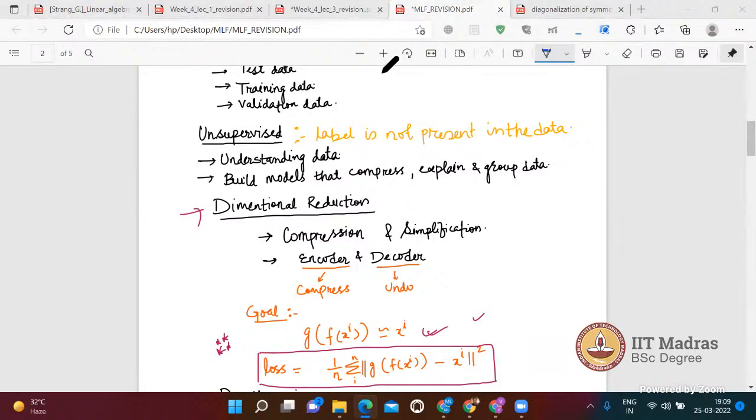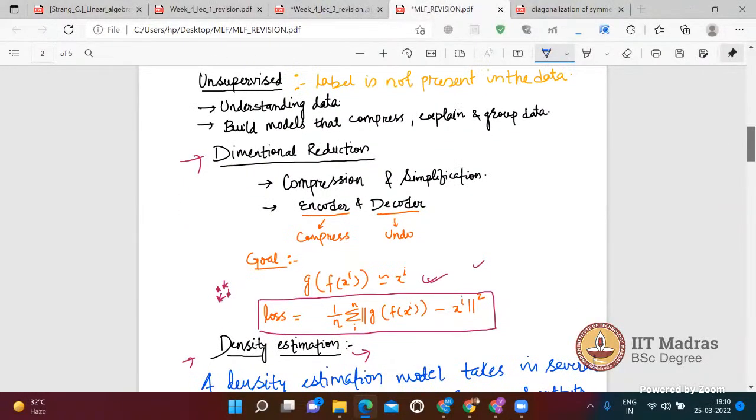Okay, so in unsupervised learning, you don't generally have the label. Here we just have to understand the data, and on the basis of understanding the data, we can cluster it into one group or another group. In unsupervised learning, we are generally compressing, explaining or grouping our data. Here we generally use dimensionality reduction and density estimation. There are many others also, like clustering, but we have limited ourselves to dimensionality reduction and density estimation here.